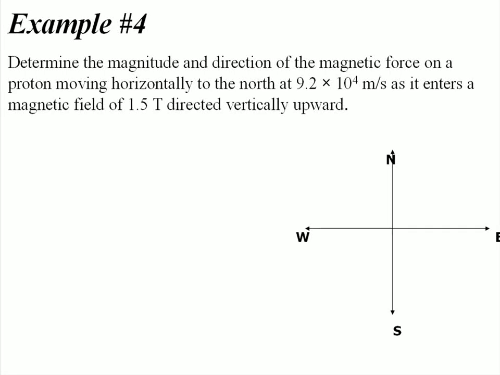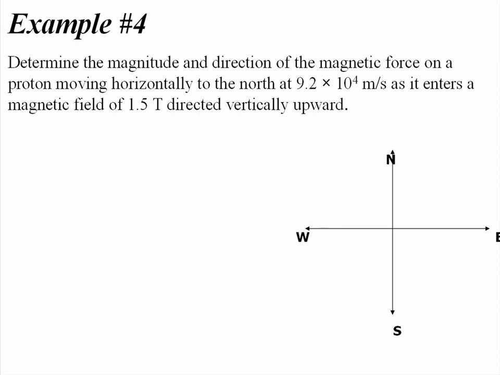Right, now we're going to look at a couple examples dealing with charged particles. Very similar process to what we did in examples 1, 2, and 3. Now we just use the other formula, magnetic force equals charge times velocity times magnetic field.